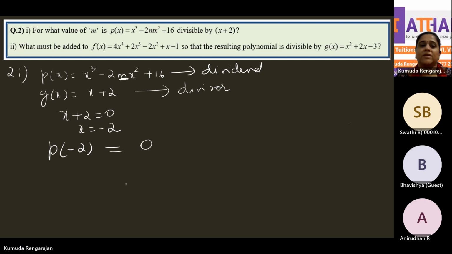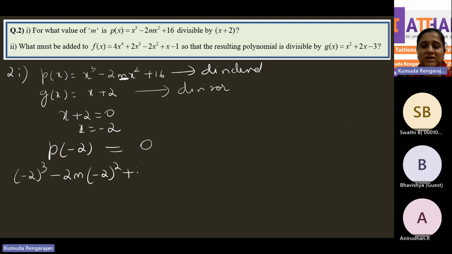This is the equation. So now how will you express P of minus 2? Where is P of x? x cubed minus 2m x squared plus 16. So wherever there is x, use minus 2. So minus 2 the whole cubed, minus 2m into minus 2 the whole squared, plus 16 is equal to 0. This value is 0. This is only the remainder.